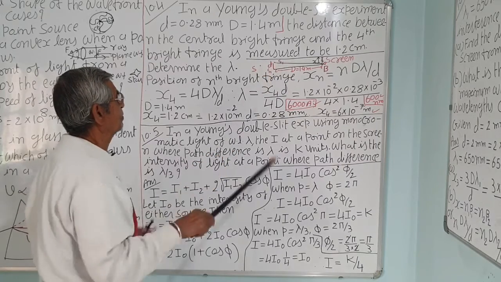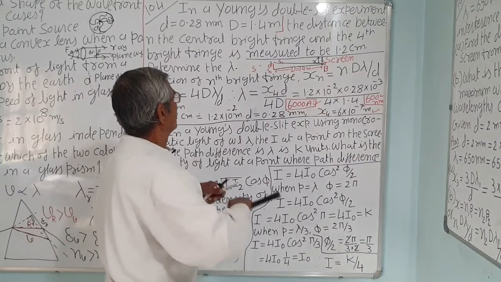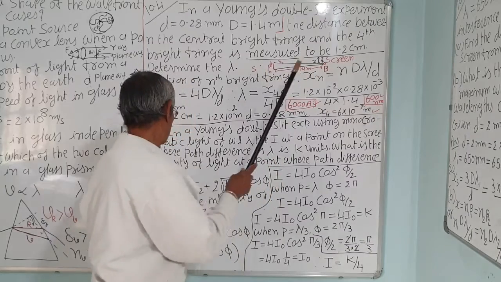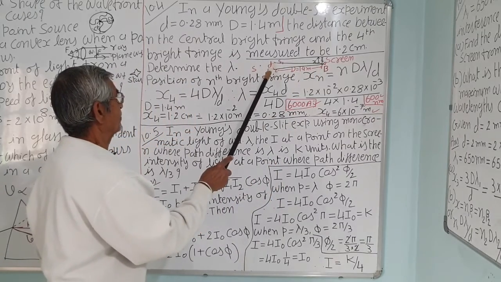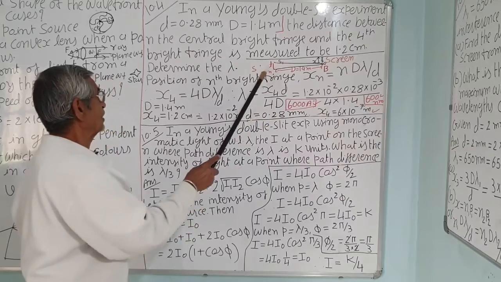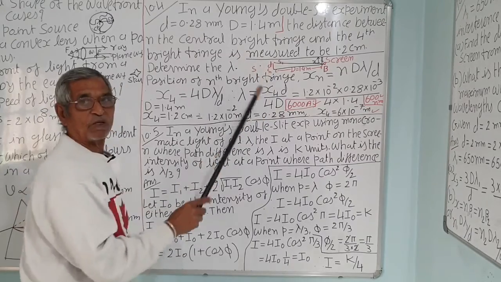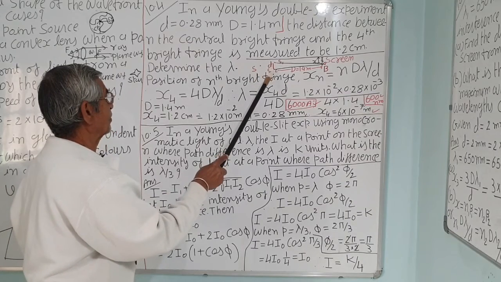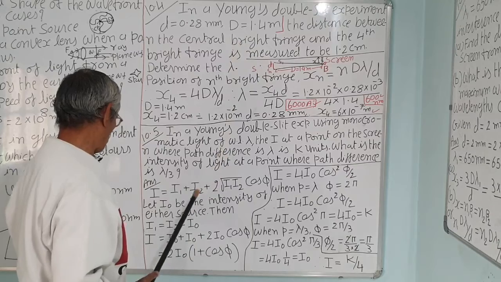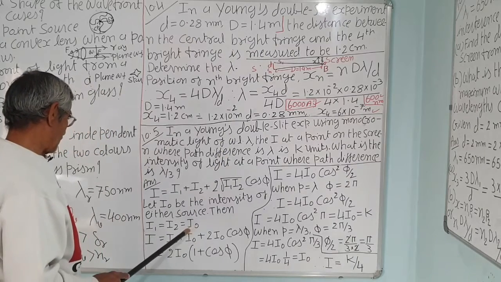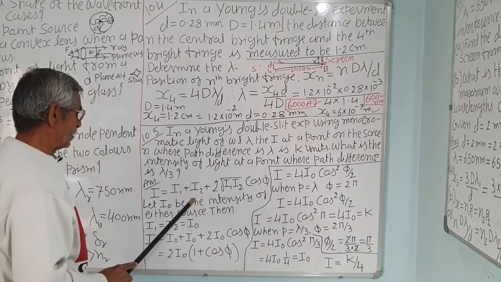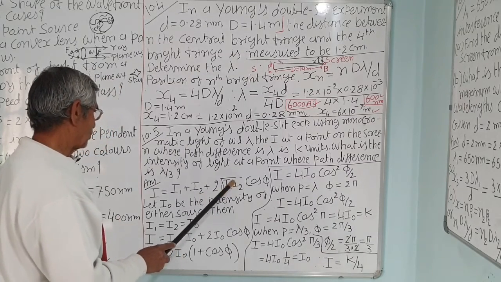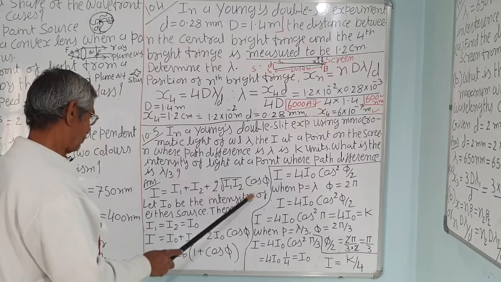S1 and S2 are coherent sources, so they have the same wavelength. Intensity will also be the same, because the slit widths of S1 and S2 are the same. So let us call the intensity I1 and I2, equal to I0. I1 is equal to I2 is equal to I0. So I is equal to I0 plus I0 plus 2 under root I0 square, that is 2I0 cos phi.